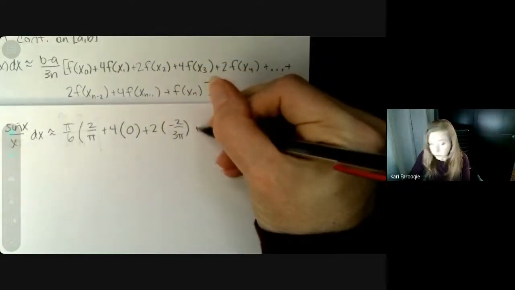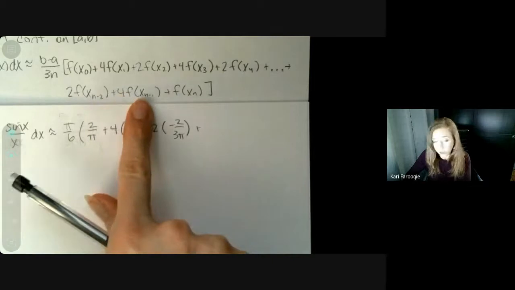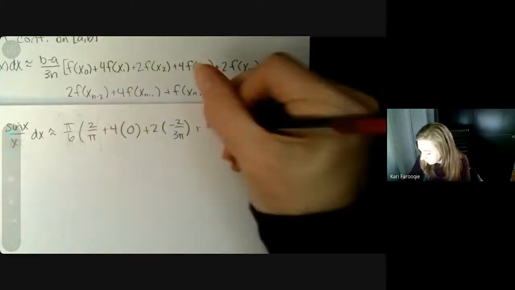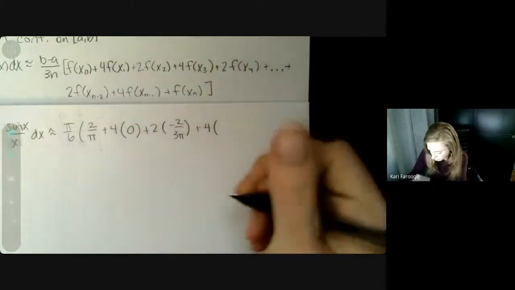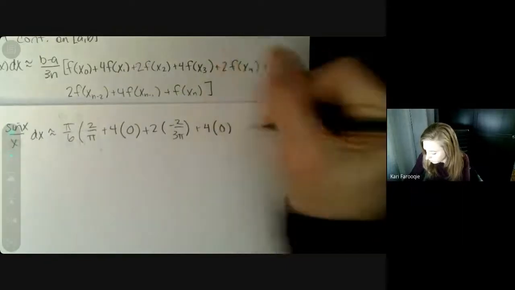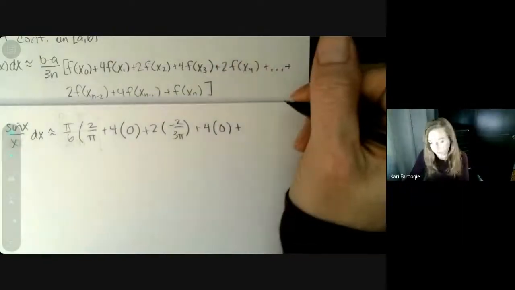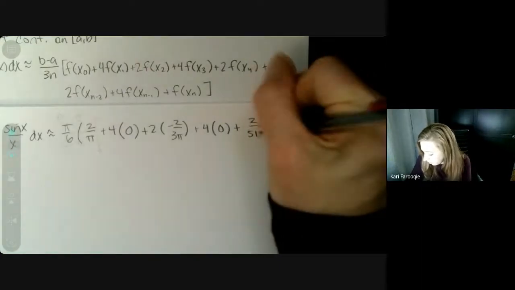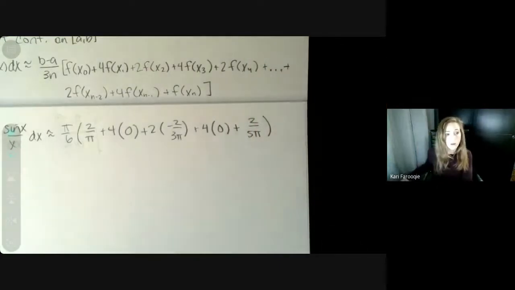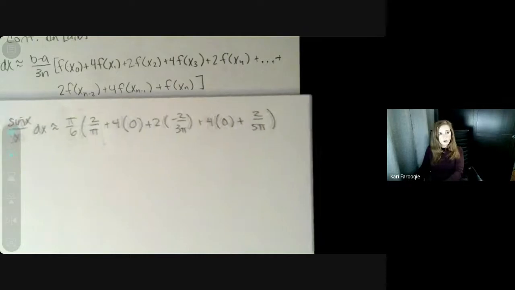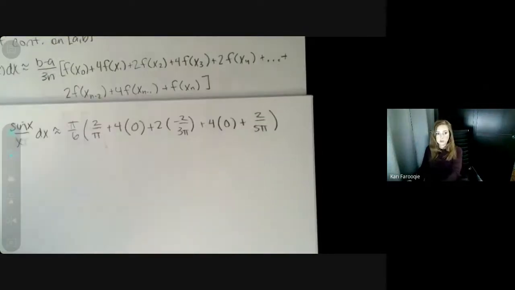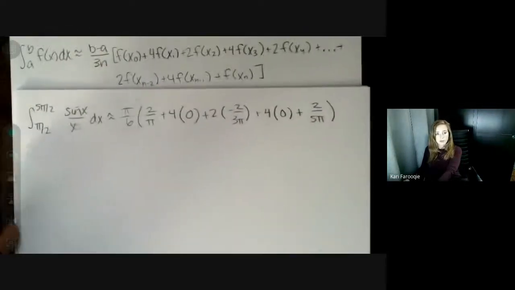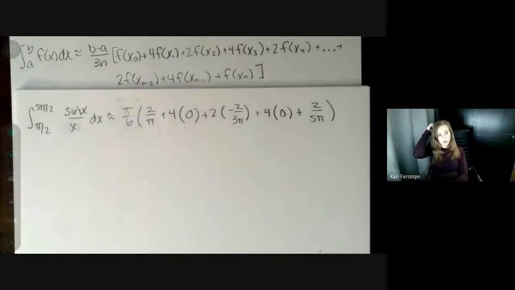Then we're doing 4 times f of x sub 3, which is again 0. And then 1 times f of x sub 4, which is 2 over 5 pi. These trig ones are just a little bit harder because not only are you splitting things up into these integer multiples of pi or pi over 2, but you have to also know your trig values.